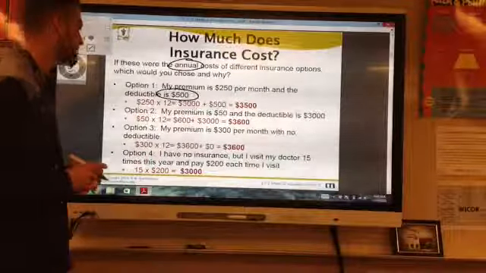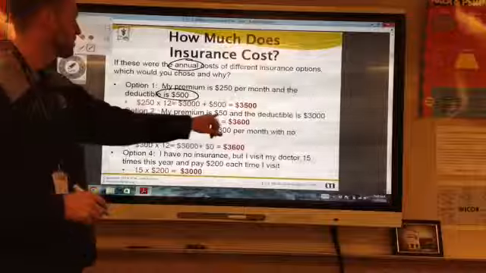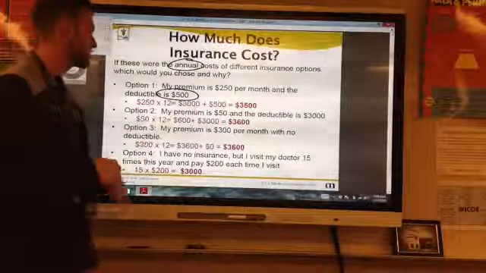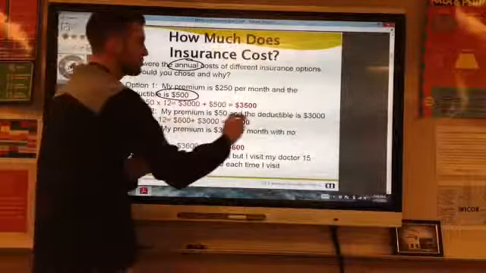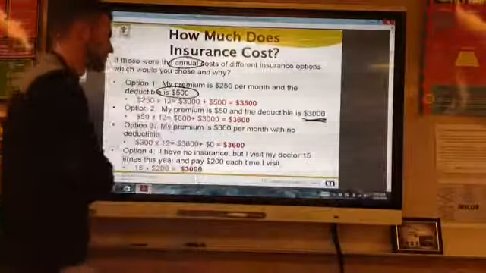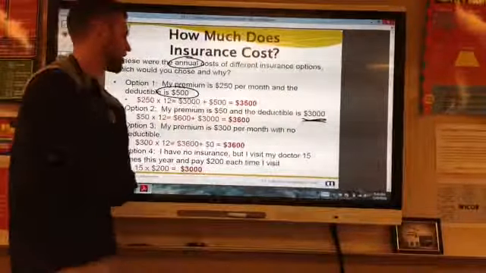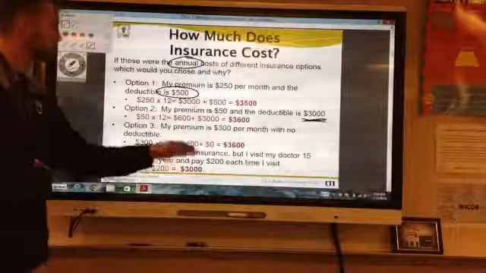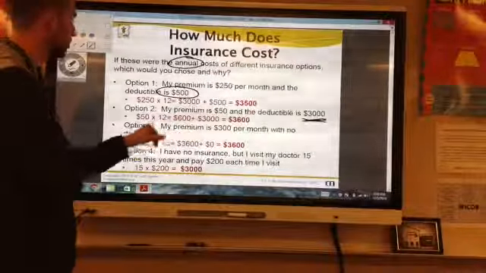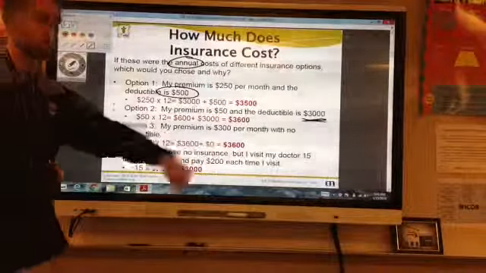All right. Option two, take the 50 for the premium, times that by 12, that's $600. But our deductible now is $3,000. So that's going to be a total of $3,600. All right, and we would do that the same. 300 times 12, no deductible, still $3,600.